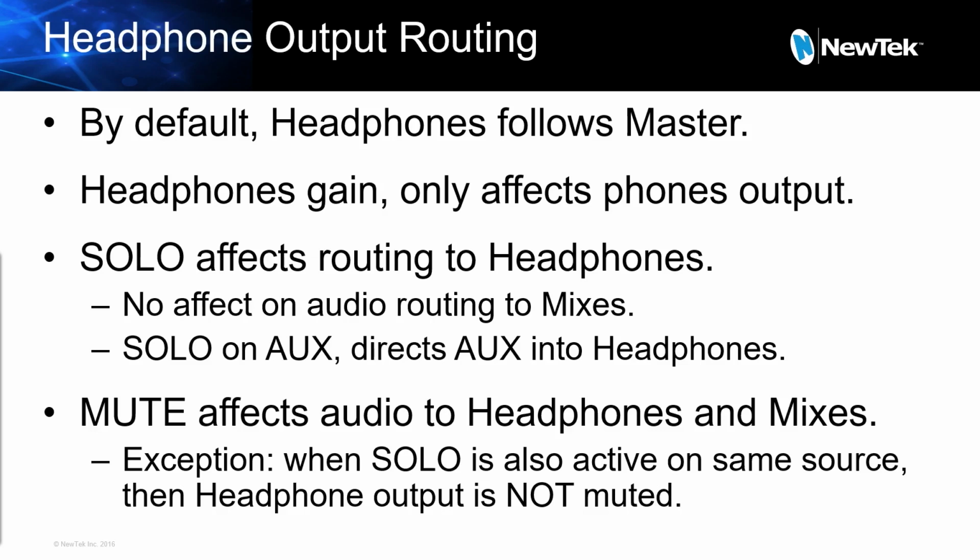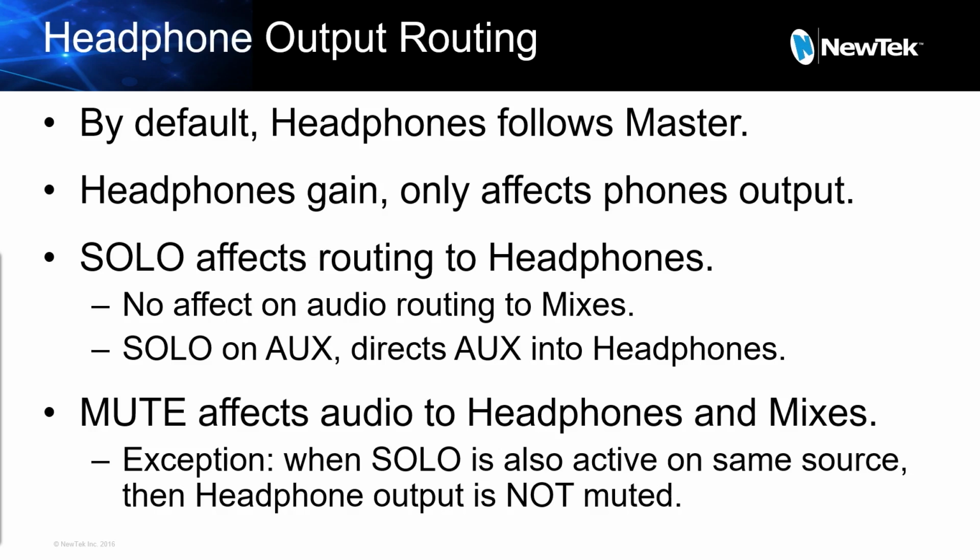Now, here's the things that make the headphone output work a little bit differently than the other outputs. And the first is how solo works with headphones. When you turn solo on any source, it will not affect any of the audio going to the master or aux 1, 2, or 3 mixes. They are still going to work exactly as they would whether solo is on or off. What solo does affect is what goes to the headphone jack. So when you choose solo on any source, that source by itself or whatever sources have solo selected along with it will be routed to the headphone output. If you were to solo an aux output, then that aux would be routed to the headphone.